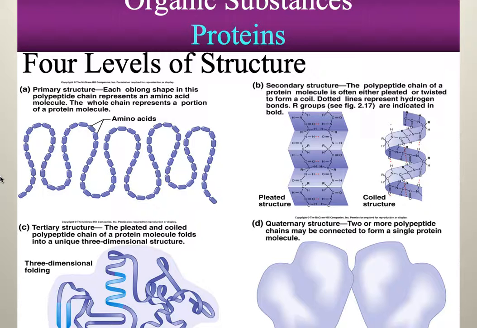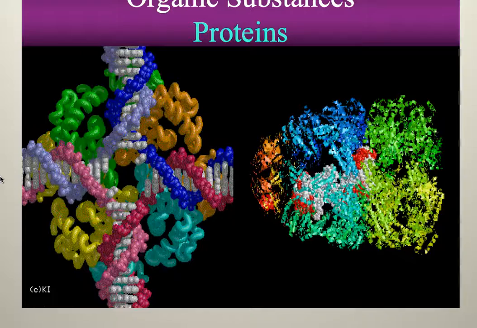If you look down at letter C, these alpha helices and these beta pleated sheets can then fold on each other to make these ribbons. These are tertiary structures. And then finally, you can get multiple tertiary structures that get attracted to one another, and that will make up a single protein, and that is the quaternary structure.